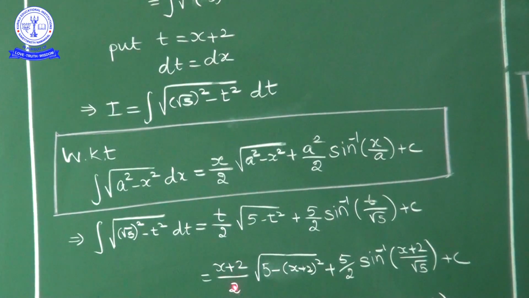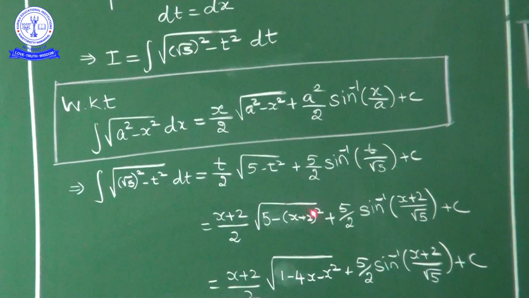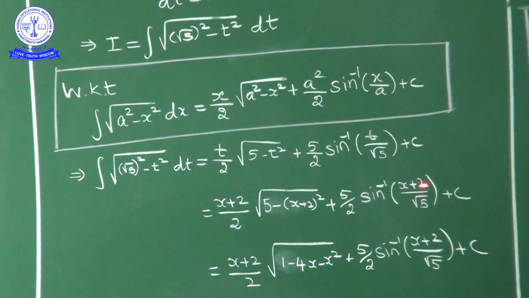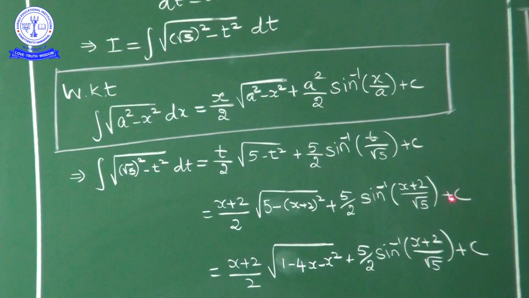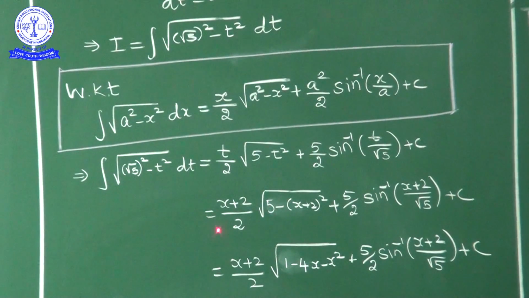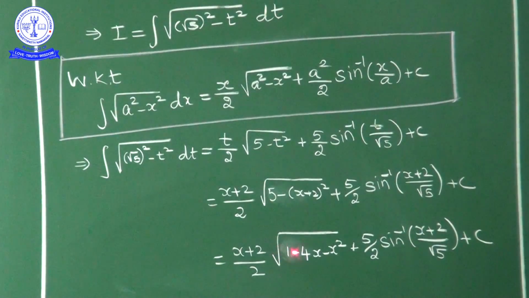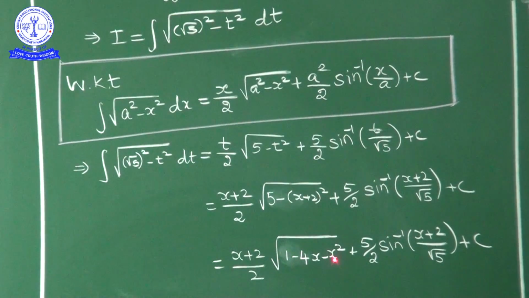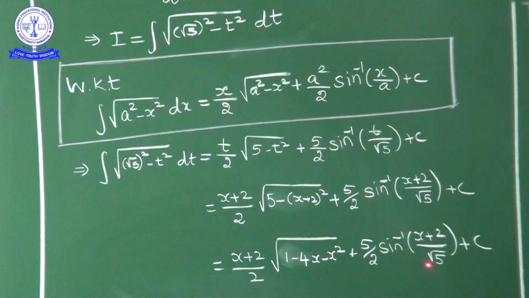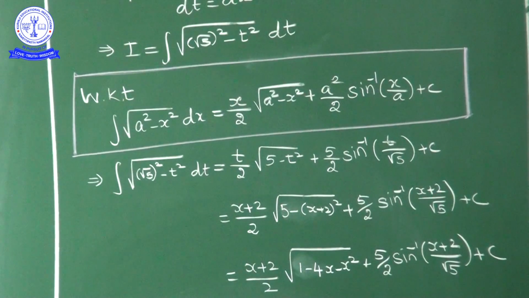So x plus 2 by 2 into square root of 5 minus (x plus 2) whole square plus 5 by 2 into sin inverse of (x plus 2) by root 5 plus c. So after simplification we will get the final answer as x plus 2 by 2 into square root of 1 minus 4x minus x square plus 5 by 2 into sin inverse of (x plus 2) upon root 5 plus c. Okay, I'll repeat once again.